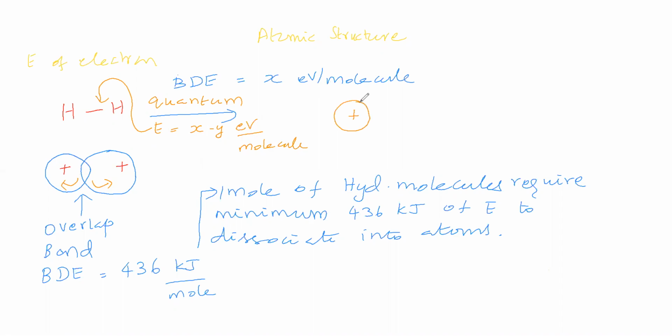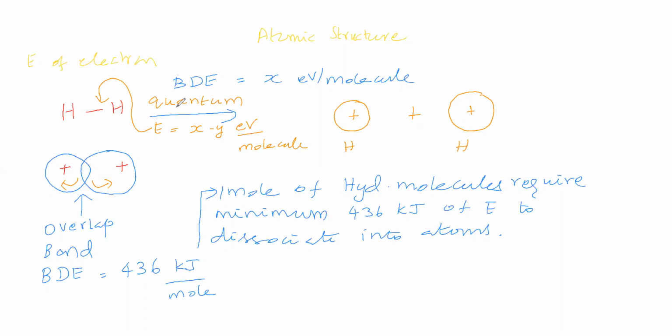It is one hydrogen atom and it is another hydrogen atom, with electron clouds taken by themselves. This electron cloud comes to this side, and this electron cloud comes to that side. Now we have taken the hydrogen molecule. Let us take the bond dissociation energy as x electron volt per molecule, that is, for one molecule. We are giving a quantum having energy x minus y electron volt per molecule.